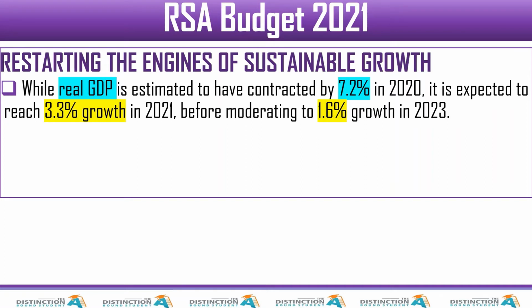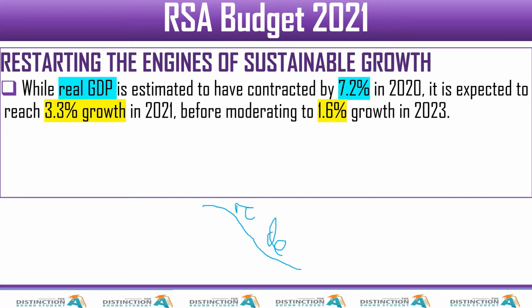real GDP is estimated to have contracted. So it shows something like this, and obviously everyone expects something like this. And when we're talking about business cycles, this will be our recession and our depression, right? It's a downswing. So it went down by 7.2%, as you can see there.